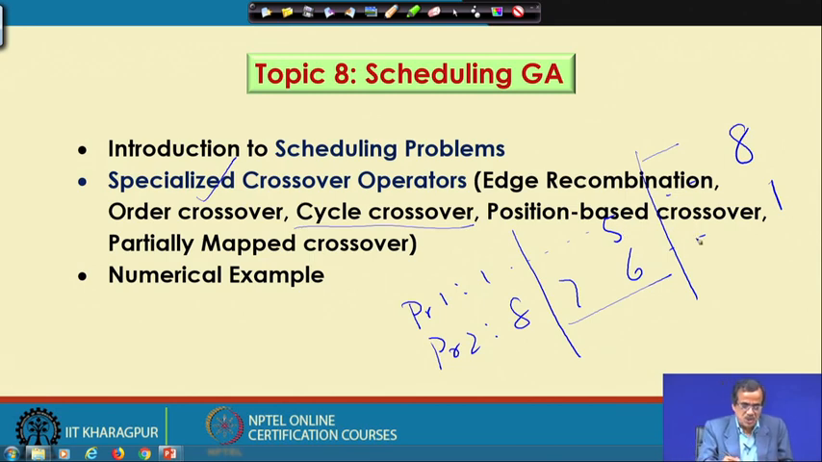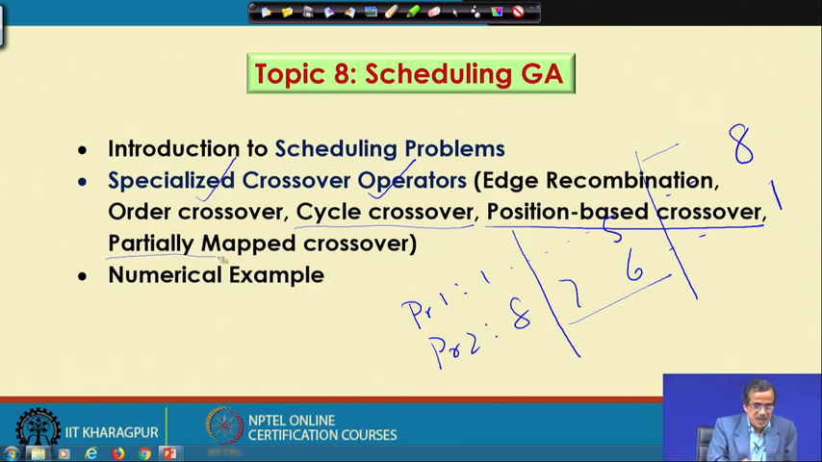So, this is in short the principle of the cycle crossover. Then position based crossover: we select a few positions on these parents at random, and with the help of these selected positions we carry out the crossover just to get the children solution.